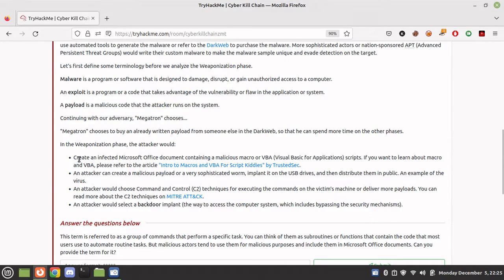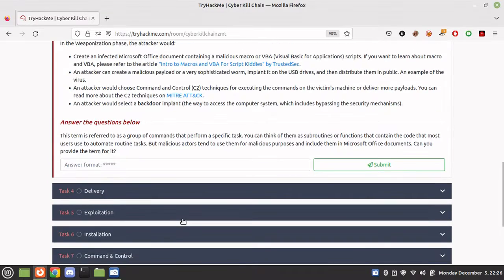If you want to learn about macros, please refer to the article. An attacker can create a malicious payload in a very sophisticated form, implant it into a USB drive, then deploy it into a system. There are a lot of ways to do that, basically. An attacker would set a backdoor implant. So there are a lot of ways that you can do it.